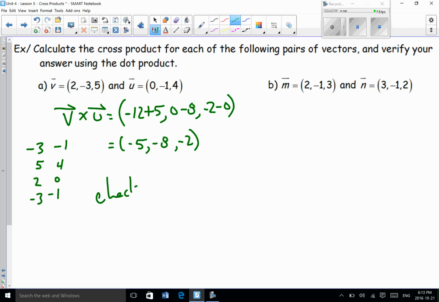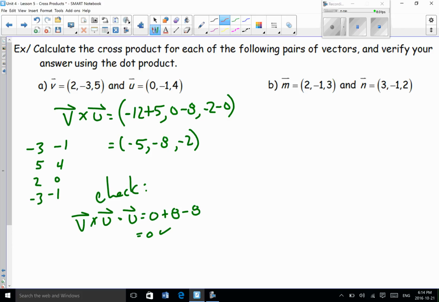If we want to do a check, let's take our cross product and dot it with u just for fun. What do you got? Negative 5 times 0 is 0. Negative 8 times negative 1 is 8. Negative 2 times 4 is negative 8. I got the right answer.